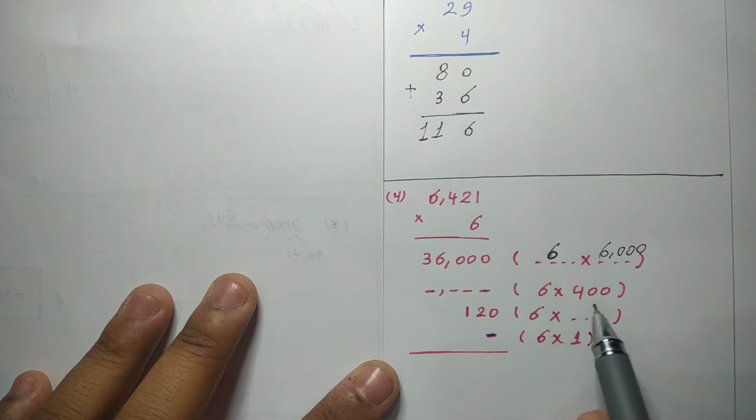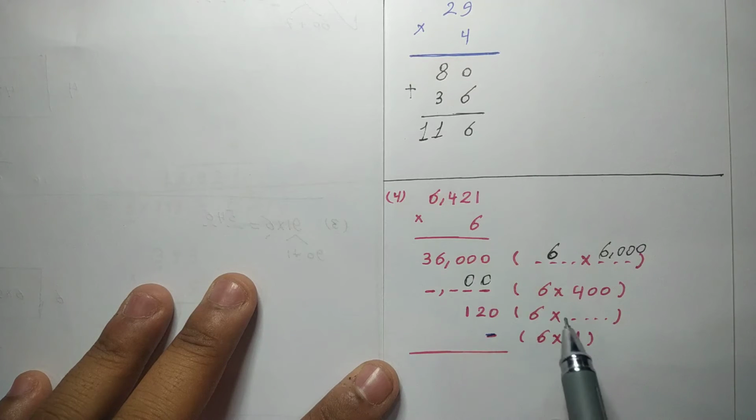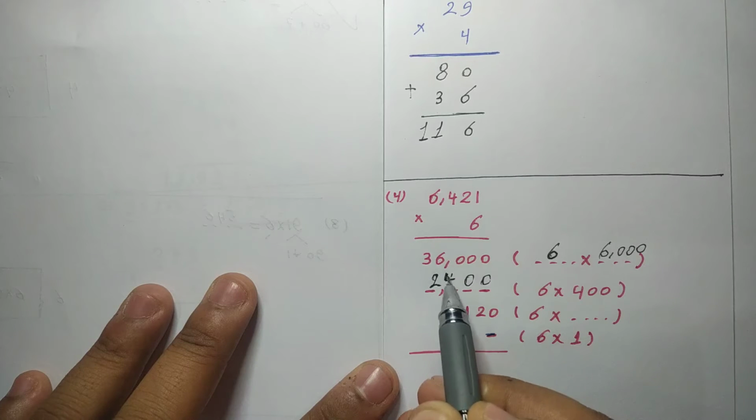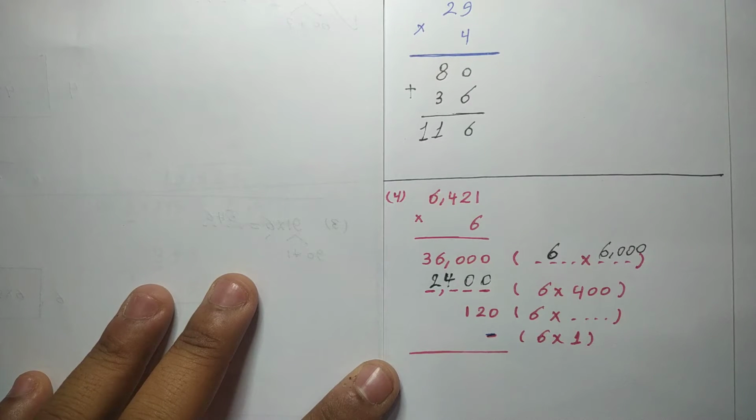Here, 6 times 400. 6 times 400, it will be 0, 0. And 4 times 6, it will be 24. Just like this. Again, it's 120. 6 times what? 6 times 20.